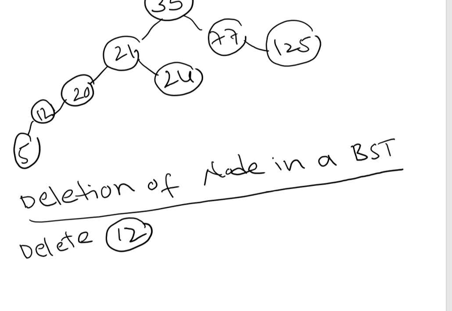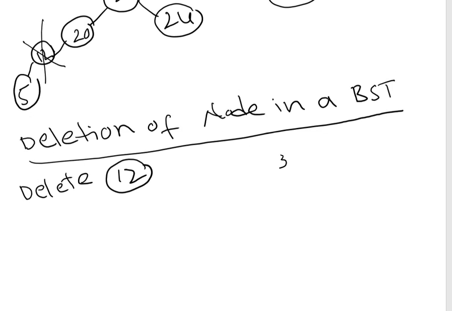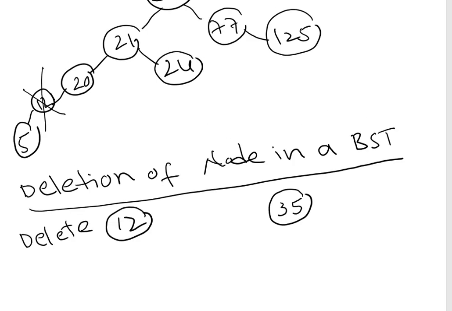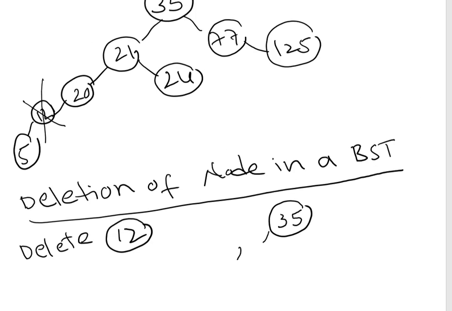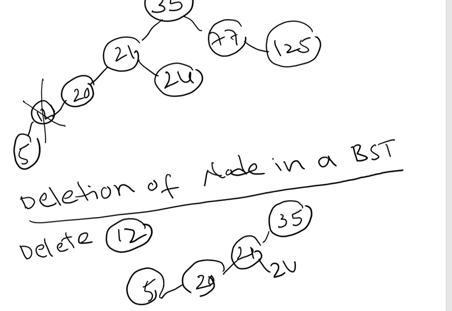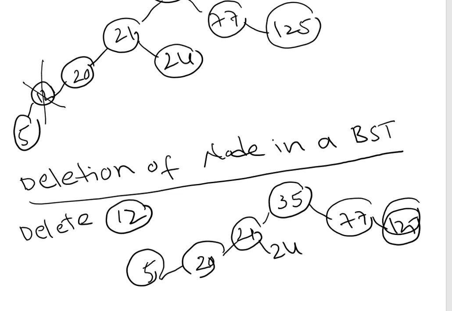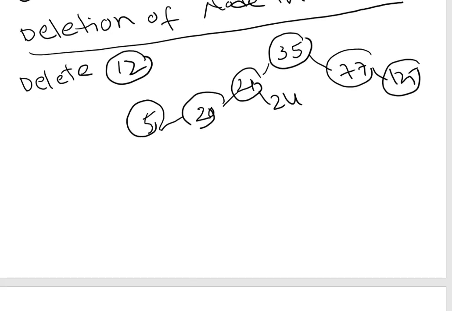25. This will be removed. Am I right? Yes, sir. So how will the tree be? 35, 21 to 20, and it will be 5, and the remaining are all the same. Now I want to delete 35.